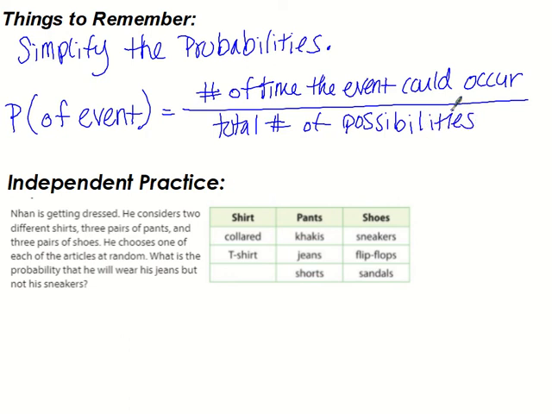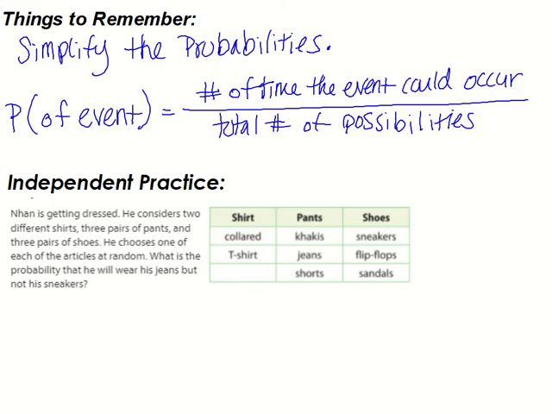Okay, Nan is getting dressed. He considers 2 different shirts, there they are, collared and a t-shirt, 3 pairs of pants, khaki, jean, shorts, and 3 pairs of shoes. Sneakers, flip-flop, sandals. He chooses one of each of the articles at random. What is the probability that he will wear jeans but not sneakers?